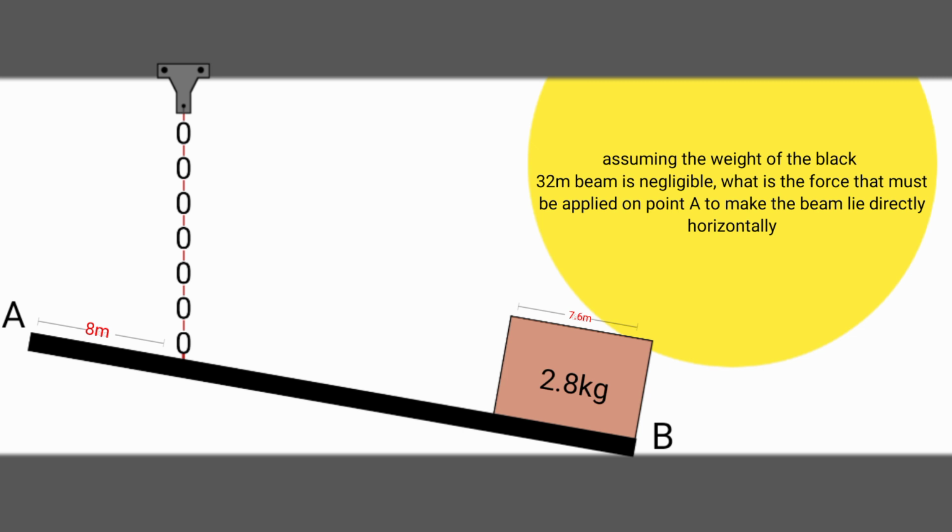This question says, assuming the weight of this black 32 meters beam is negligible, what is the force that must be applied at this point A to make the beam lie directly on the horizontal axis? So how can this be solved?